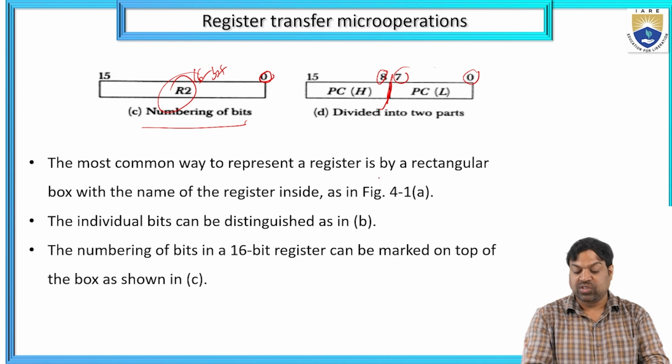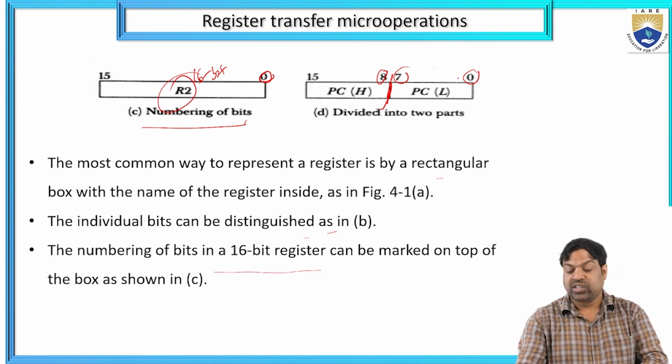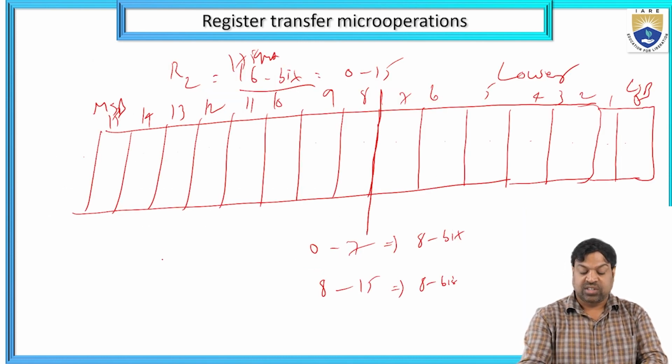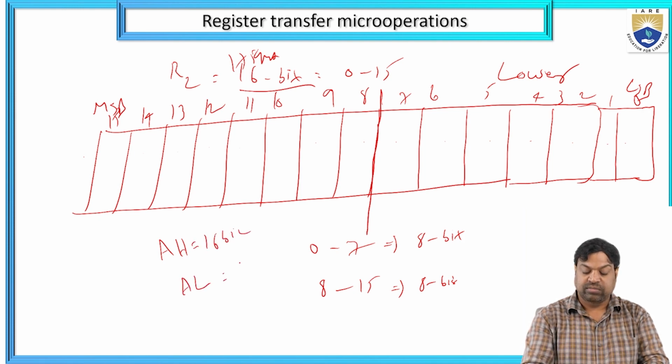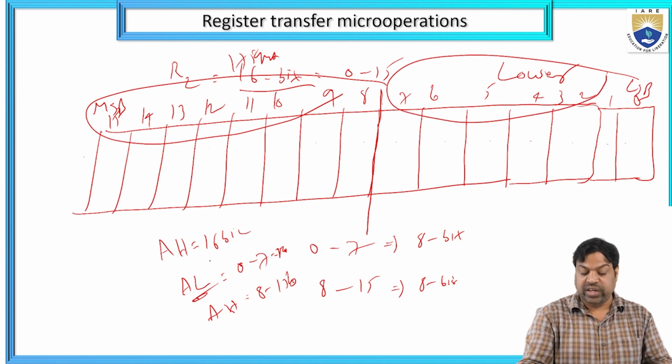The most commonly used registers are drawn as rectangular boxes with the name of the register, and the individual bits can be distinguished. It is a program counter, L and H. Suppose I am taking AX equal to 16 bit. AL means the lower order values, 0 to 7 of the 8 bit value, and AH is another 8 bits, 8 to 15. So AH means 8 to 15 values, AL means 0 to 7 values, and AX means 0 to 15. Total 16 bits are defined here.